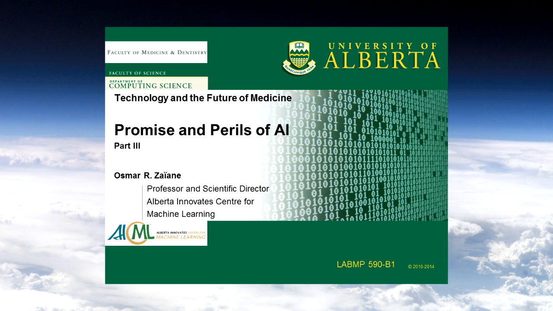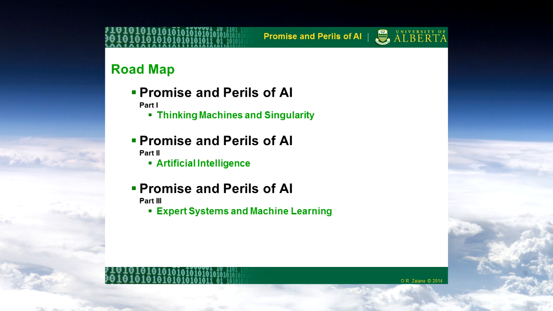Indeed, I'm here for the third part of this lecture. The first part we talked about thinking machines and singularity. In the second part, we talked about artificial intelligence. Today, I'll be talking about expert systems and machine learning. How machines learn. What do you mean by machine learning?